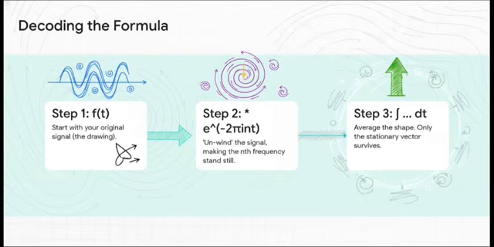The result is that the one vector spinning at frequency n is made to stand perfectly still, while all the others are still whizzing around. And finally, that integral sign just means average the whole thing. And what happens when you average a bunch of spinning vectors? They all cancel each other out to zero. The only thing that survives the averaging is our one stationary vector. And boom, that's it. That's our coefficient.